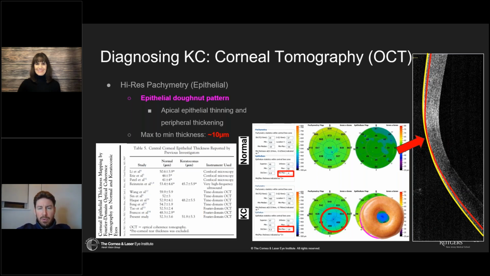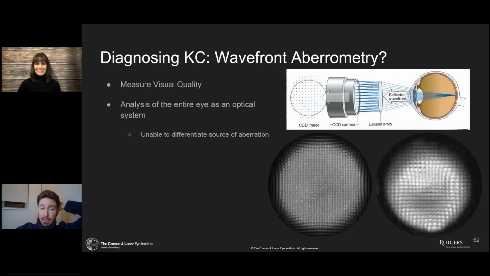So we'll go on to our next technology, which is wavefront aberrometry. Wavefront aberrometry is a way to objectively measure the visual quality of an individual. And I find that this happens to be the most helpful when I'm talking with the patient and letting them know that I understand what their vision is like and what they are going through.